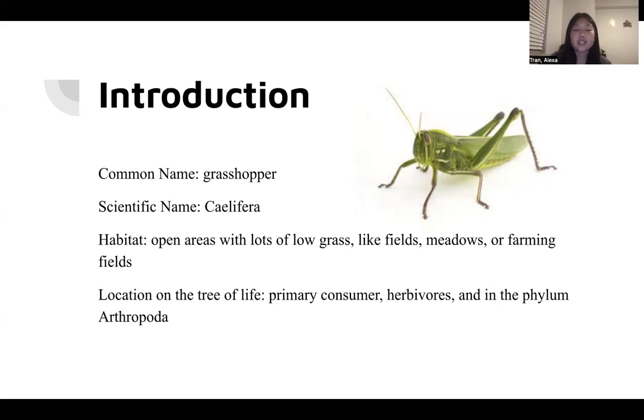And their location on the tree of life, they are primary consumers, which means they only consume plants, which are producers, and they're herbivores, and they're in the asylum arthropodia.